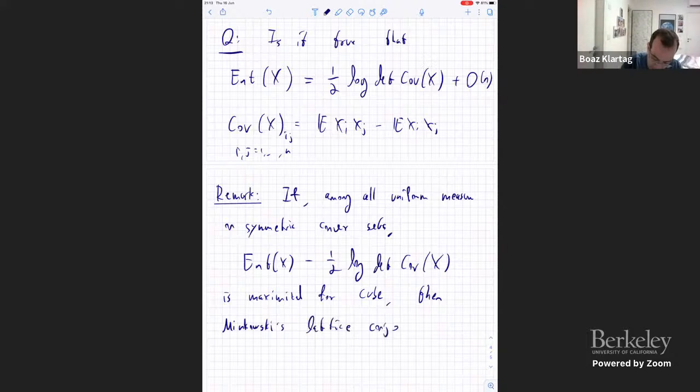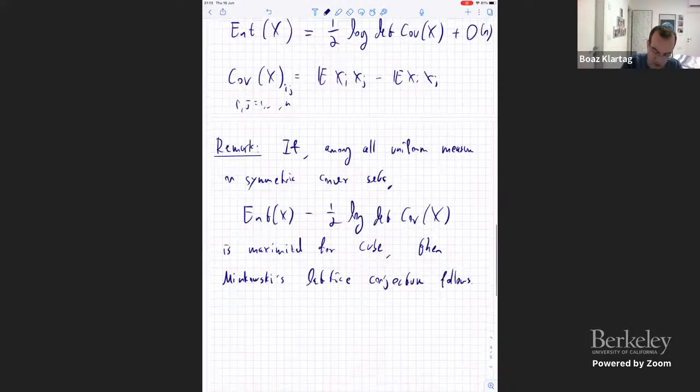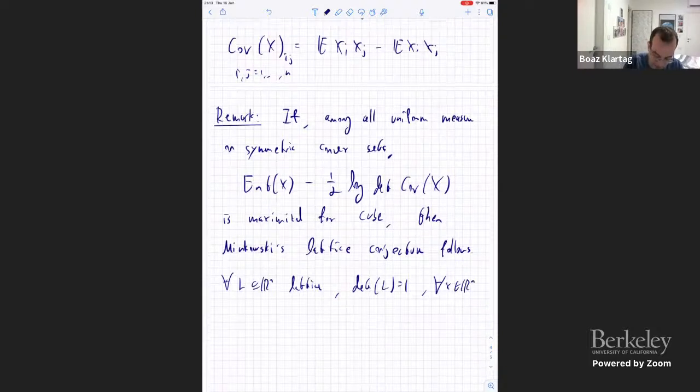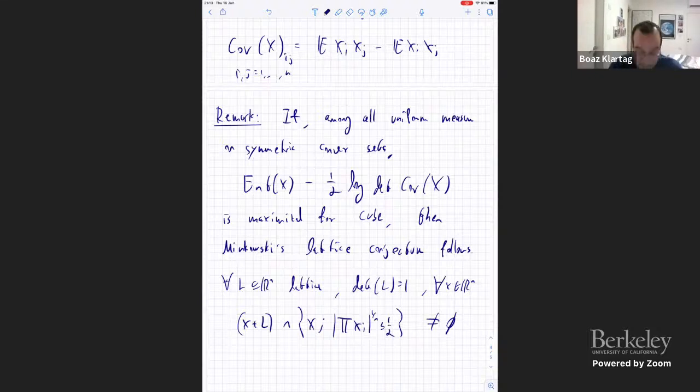I can tell you about this conjecture if you want to know. So the conjecture says that for any lattice L in R^n of determinant 1, of covolume 1, and for any translate, the translate of L intersects a certain set, and that set is all points in R^n whose geometric average is at most 1/2. Okay, so that's one relation.